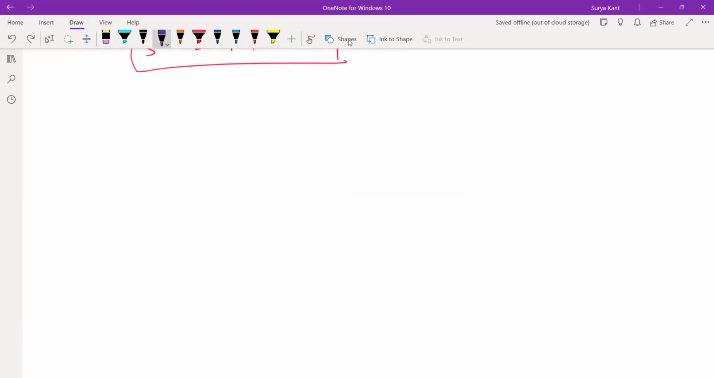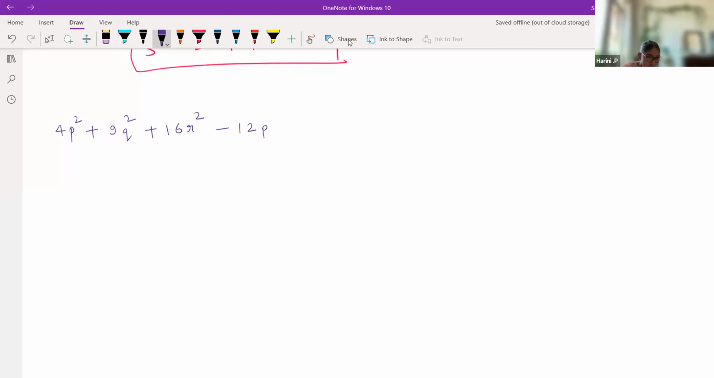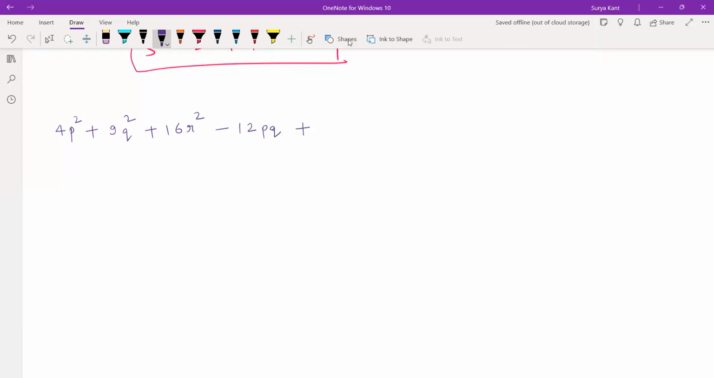Suppose it's given that 4p square plus 9q square plus 16r square minus 12pq plus 24qr and minus 16pr. Okay, try to understand over here. The question here is factorize. All of you understand properly. I'll just give this one, okay? Understand this question first.